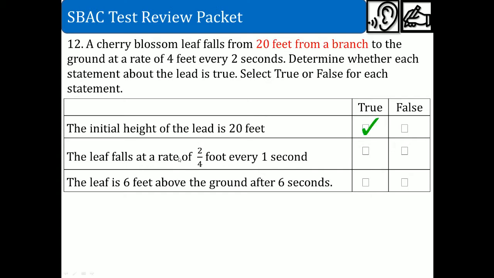The leaf falls at a rate of 2 over 1, 2 feet every 1 second. Look at it. It says 4 feet every 2 seconds. So that is 2 feet for every 1 second. So that is false.